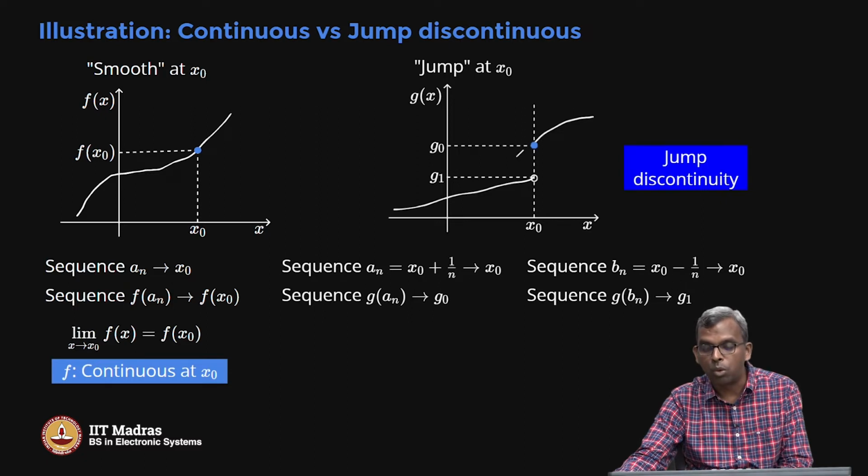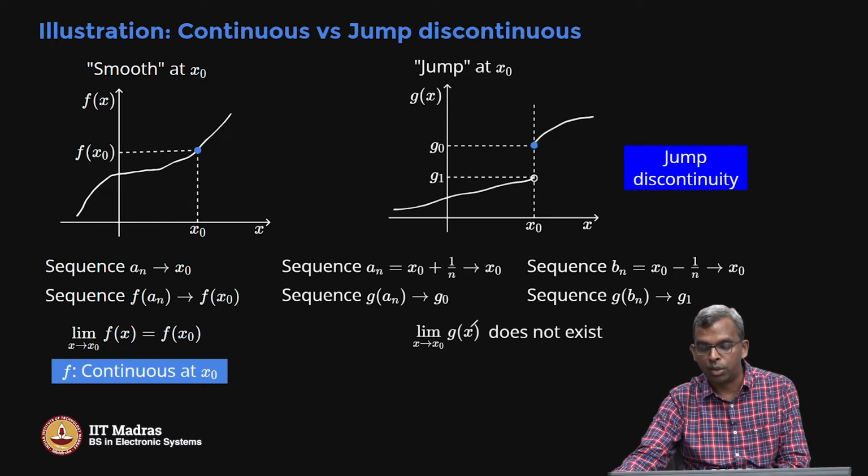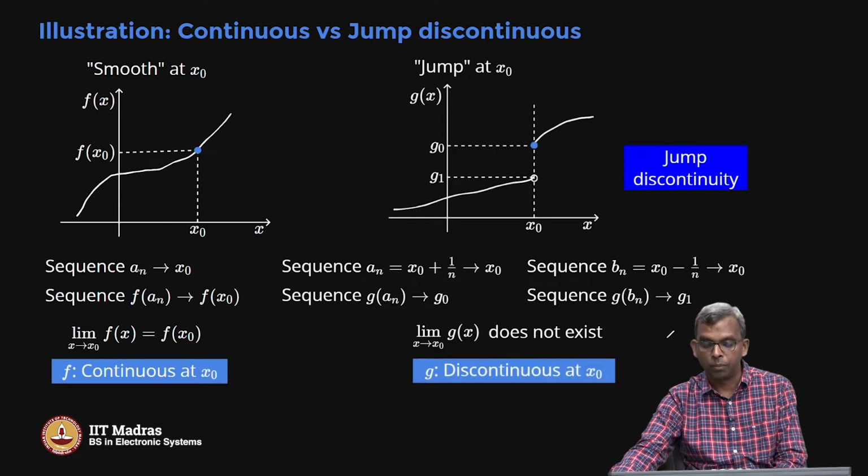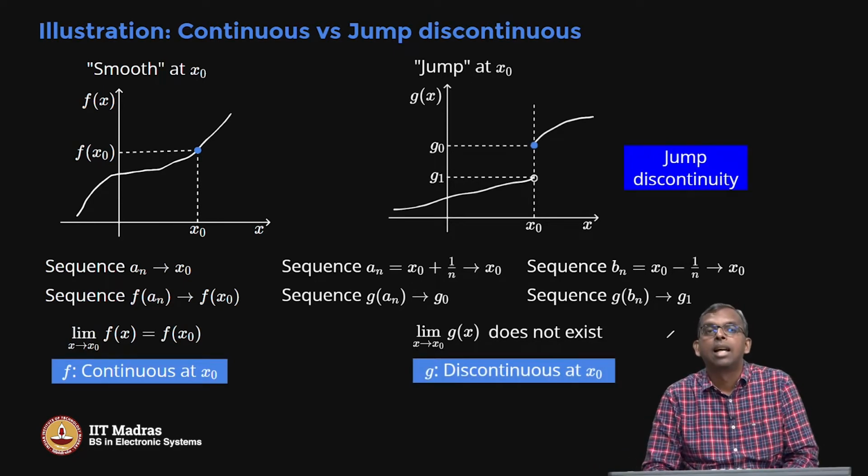This g of an is bounded below by g0. Forget about even the tending, right? Maybe it tends, maybe it doesn't, but it's at least bounded clearly. So, once you have these bounds, that g of an is greater than g0 and g of bn is less than g1 in this kind of a picture, then you clearly see the limit as x tending to x0 of g of x does not exist, because there is one sequence for which the limit, if it exists, has to be above g0, and here is another sequence for which the limit, if it exists, has to be below g1, and this is not going to happen. So g ends up being discontinuous at x0.